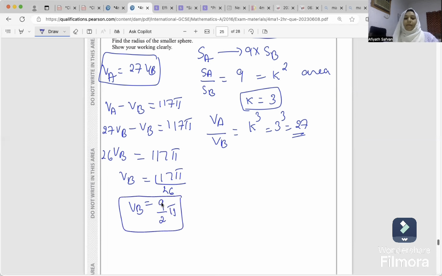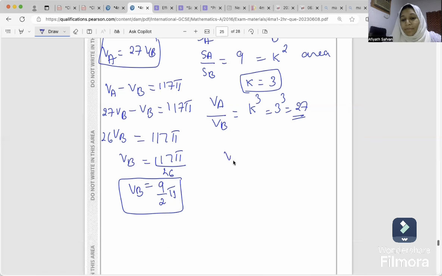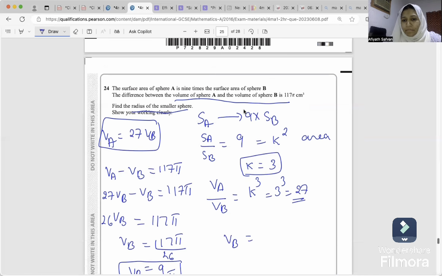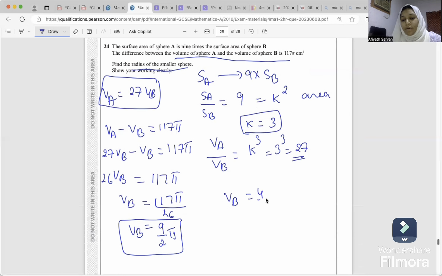Keep it aside. Okay. Find the radius of the smaller sphere. So here the smaller one is going to be VB because VA is 27 times VB. So VB is the smaller one here. Therefore, VB is equal to, you're going to compare it with the radius of the smaller. So volume of the sphere is 4 by 3 pi r cubed.